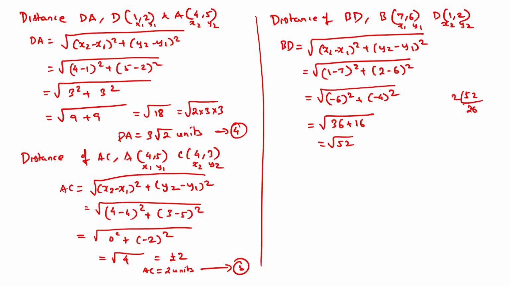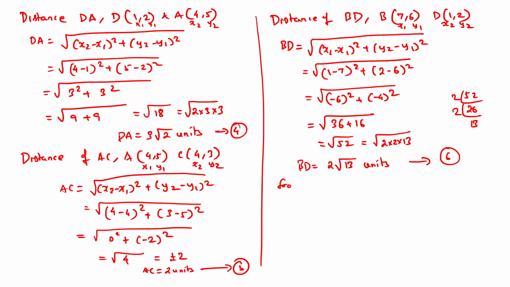Again 52 can be further simplified: 2 times 26, again 2 times 13. This can be written as root of 2 into 2 into 13. So for a pair we can take one outside. So the BD distance is equal to 2 root 13 units. Take this as equation number 6. From 5 and 6, the lengths of the diagonals are different, not equal. So we come to conclude this is a parallelogram.